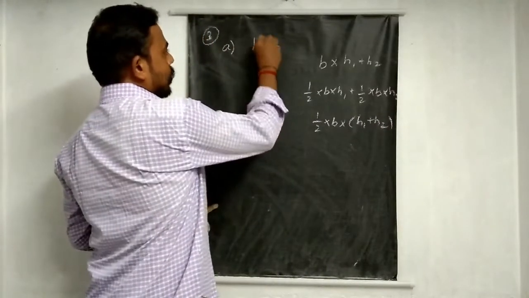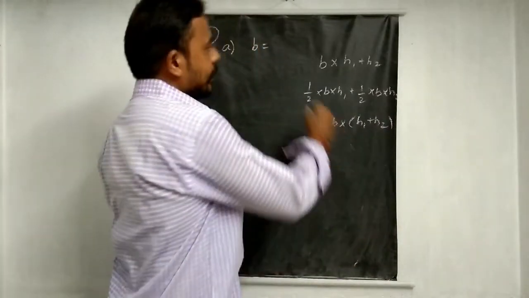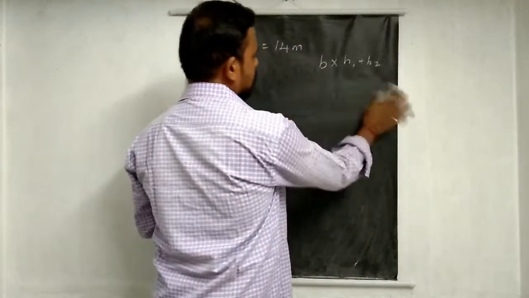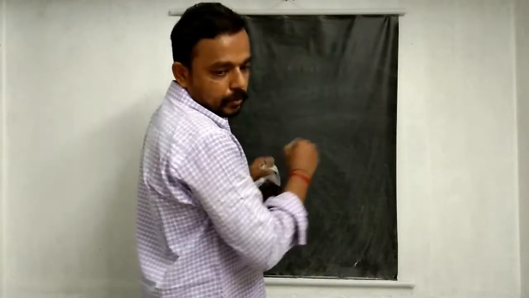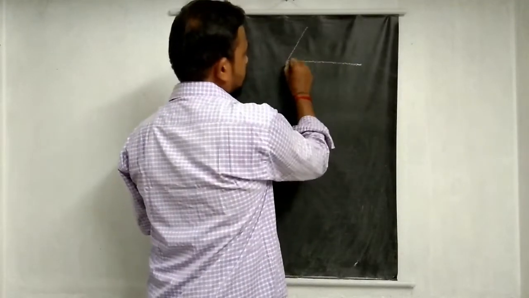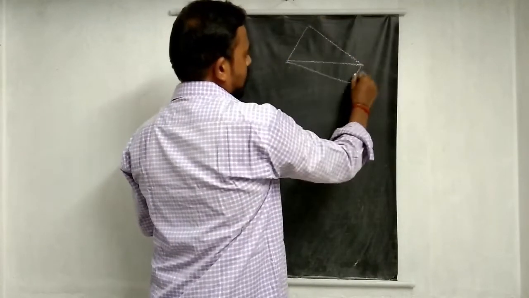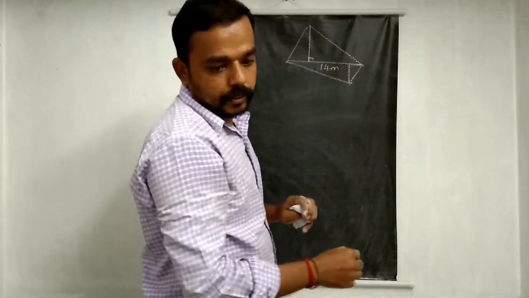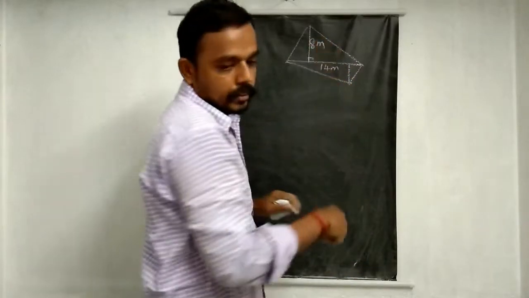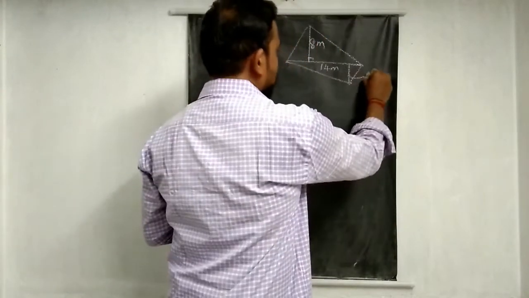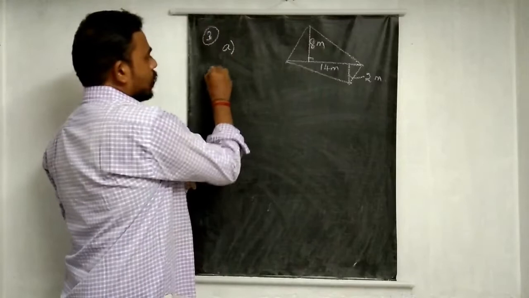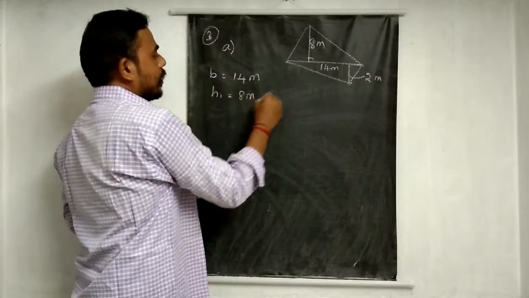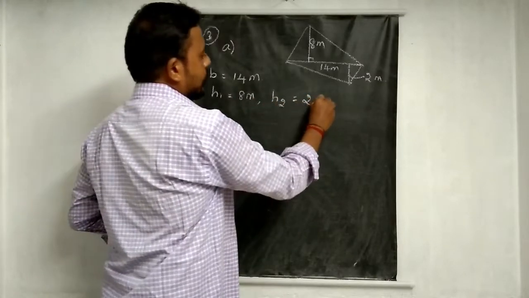So 1 by 2 into base, we can write H1 plus H2. So for that base equal to here 14 meter, because very small things are given. So 14 meter, and here 8 meter, here 2 meter. So base equal to 14 meter and H1 equal to 8 meter and H2 equal to 2 meter.